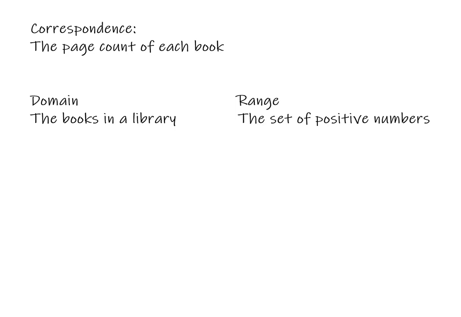So it's asking us to do a little bit more critical thinking. And you might want to draw a mapping or maybe come up with some examples so that you can better understand what the correspondence is that is being described. The first correspondence is the page count of each book. It says the domain is the books in a library and the range is a set of positive numbers. Let's draw that out.